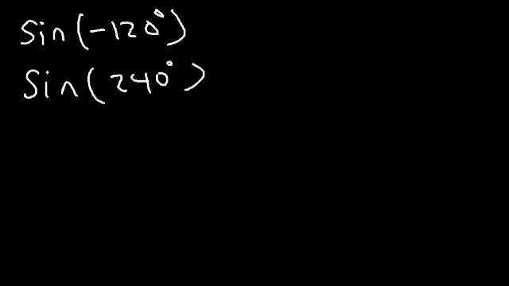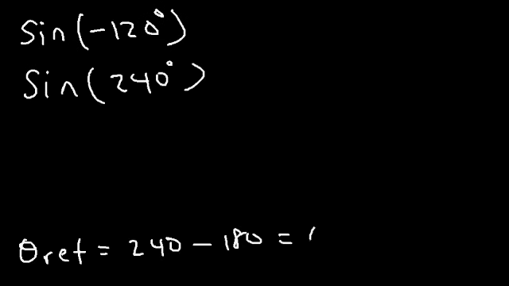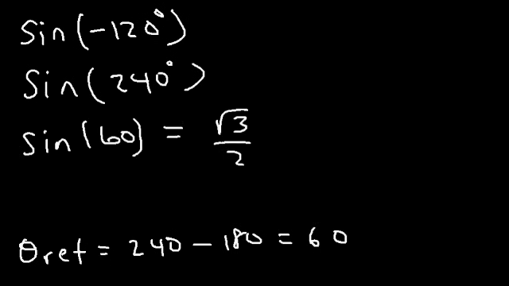Next, find a reference angle. So 240 is in quadrant 3. So the reference angle is going to be the angle in quadrant 3 minus 180, which is 60. So we need to find the value of sine 60. So using the 30, 60, 90 triangle, we know that it's root 3 over 2.